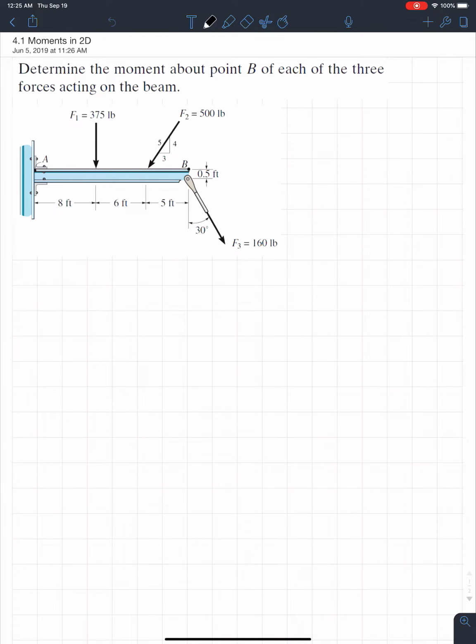Alrighty, so in this example, it wants us to determine the moment about point B. So let's highlight that real quick, point B, because that'll be very, very important, as you guys will see. Of each of the three forces acting on a beam. So of course we have a beam, and we're going to have a lot of beams. But before we begin, let's just discuss what moments are.